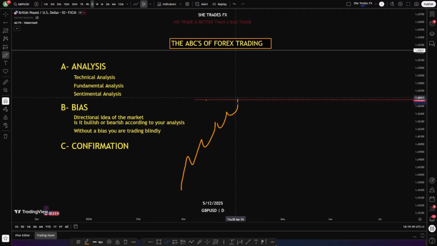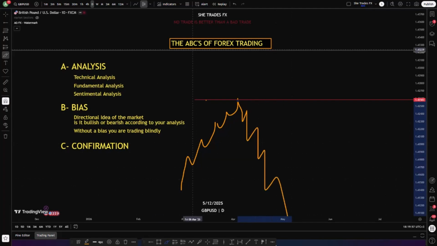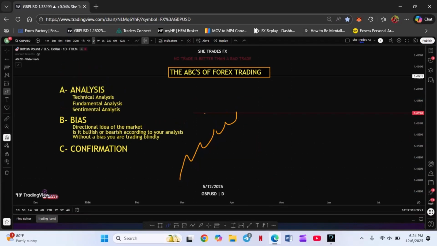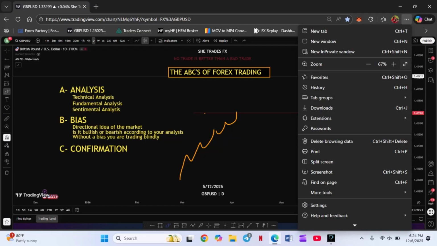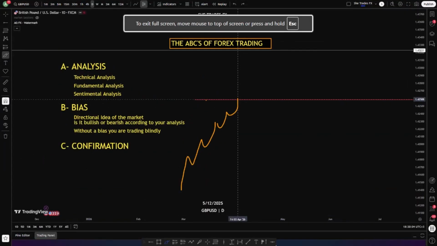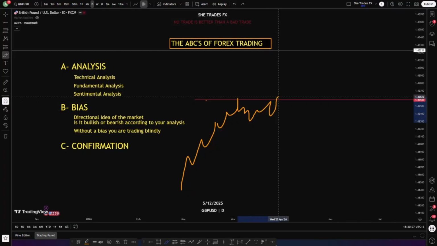What makes you know that price is going to stop at this level? How do you know that price is going to come, respect that level, and go lower? You can't know without what they call confirmation. You need price to confirm to you that, hey, okay, you know what? We are going lower.